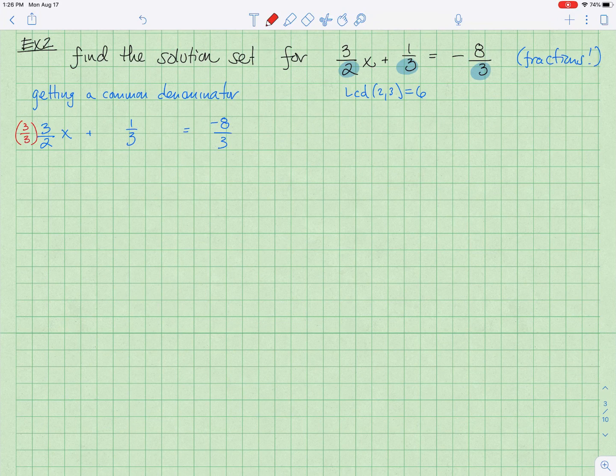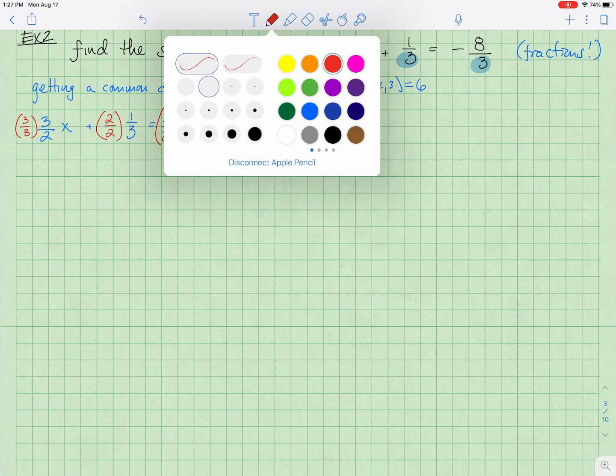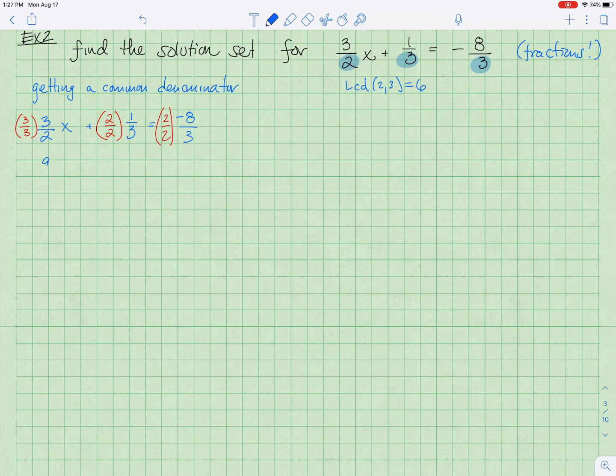If you multiply the top and bottom by the same value, you will not change the value of the expression. In order to get a 6 in the denominator in our first term, we need to multiply top and bottom by 3. In our second term, top and bottom by 2. And on the other side of the equal sign, we're going to multiply that by 2 over 2 as well. When we multiply fractions, we multiply straight across top and bottom. This will be 9 over 6 x plus 2 over 6 is equal to negative 16 over 6.